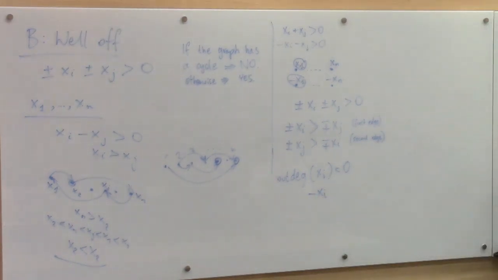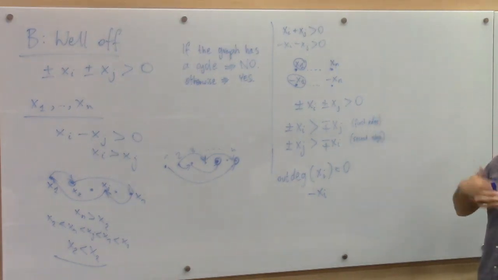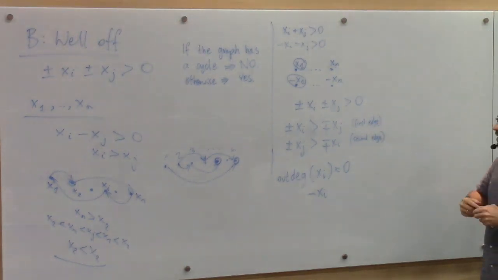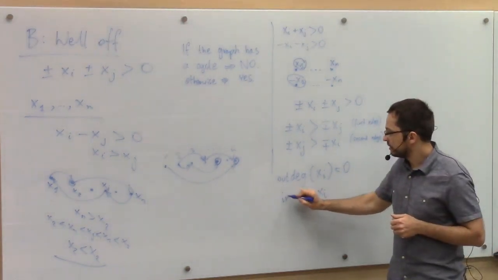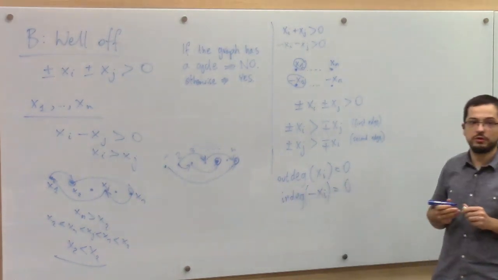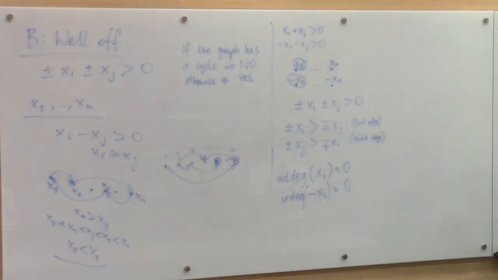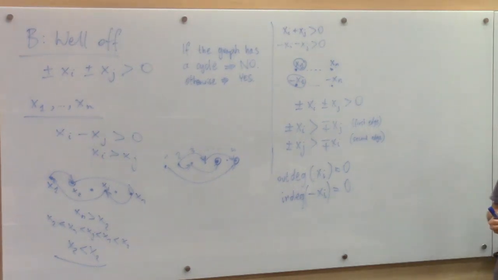But the happy thing about this construction of the graph is that it is pretty much symmetric in terms of pluses and minuses. So basically, that means that if the outer degree of this vertex xi is equal to 0, then the in degree of the vertex minus xi is also equal to 0. So there are no vertices before minus xi. So actually, the value for minus xi also can be the most negative value in the graph.